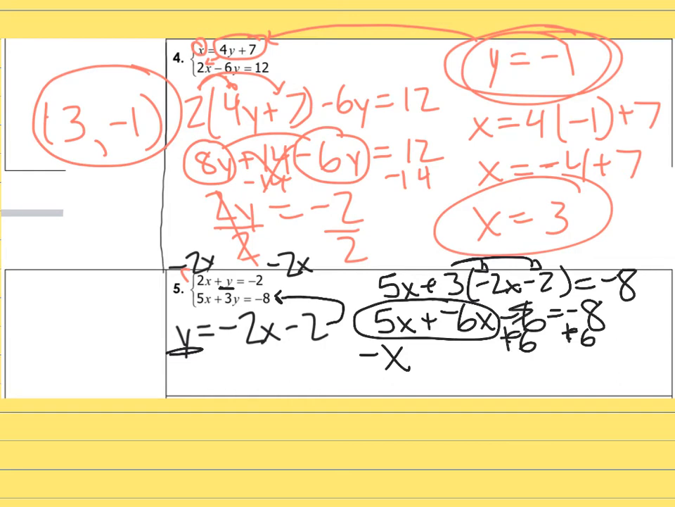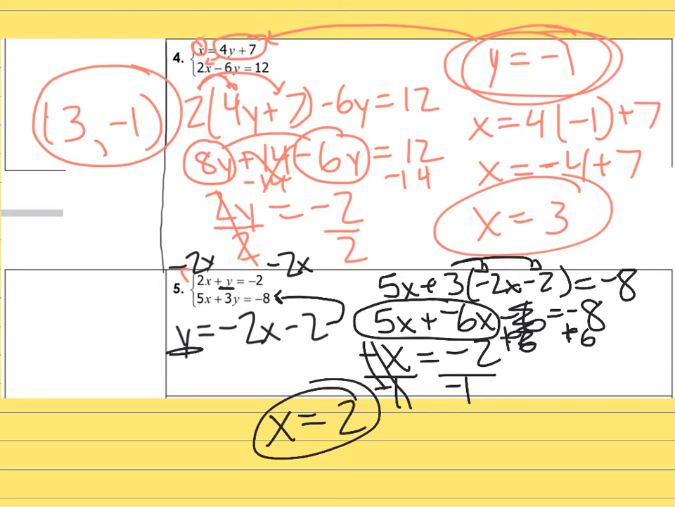Right? So that way this cancels out. Negative x is equal to negative 8 plus 6, negative 2. And I'm just going to divide by negative 1 because we want that positive 1x, don't we? Negative and a negative cancel out. 1 and a 1 cancel out. All I'm left with is x. x equals negative 2 divided by negative 1, positive 2. So we know that I've got 2.